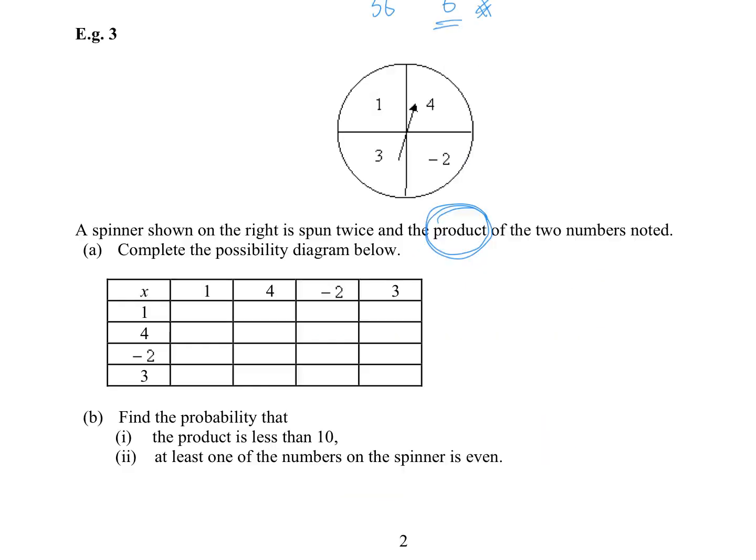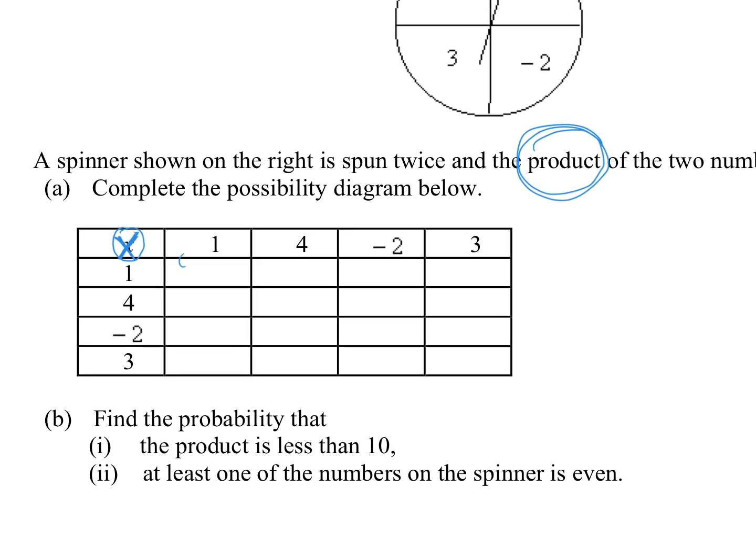So you see here, not X, it should be a product, multiply. So I list out my outcomes. I get 1, 1; 4, 1; negative 2, 1; and 3, 1. So finding the product would be 1, 4, negative 2 and 3. So you repeat the same thing: 1, 4; 4, 4; negative 2, 4; and 3, 4. So go and find the product.